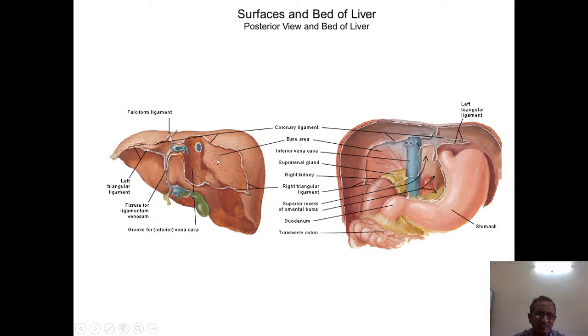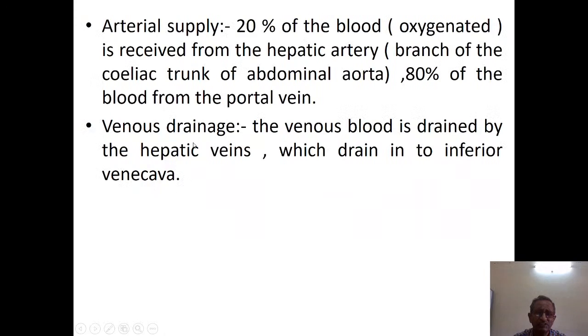This is on the right side, this is on the left side. So in between the left triangular ligament, coronary ligament, then the right triangular ligament and coronary ligament, we are having the bare area. This is the falciform ligament, whereas the base of the fissure for the ligamentum teres is also having bare area. And also the base of the inferior vena cava is also having bare area, and of course the gallbladder. These are the various bare areas present in the liver.